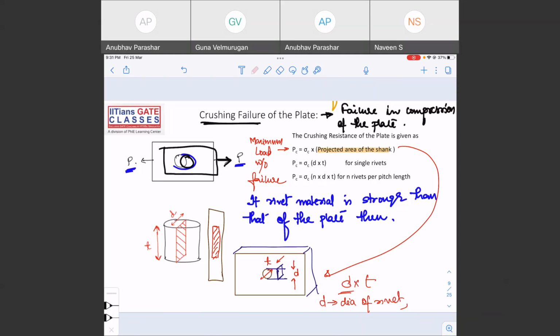So what does the formula become? The maximum crushing load is equal to sigma C, that is compressive strength, multiplied by the projected area, that is D into T. For a single rivet. If there are n rivets per pitch length, it will become sigma C into n into D into T. Okay, so I hope it is understood.